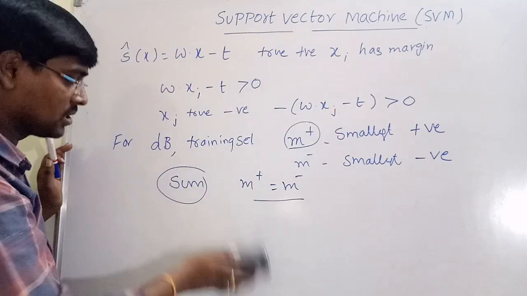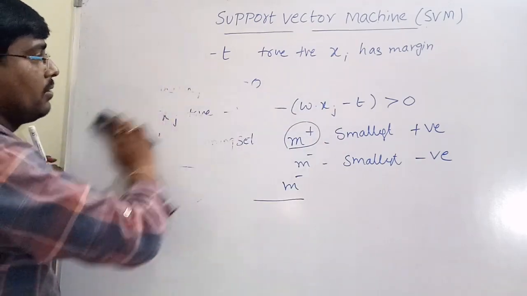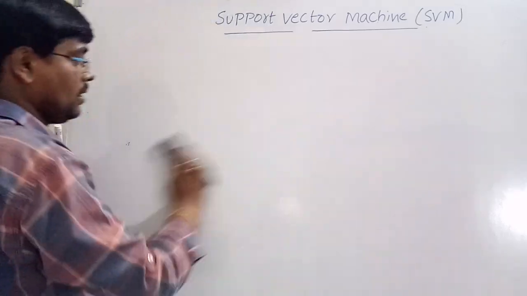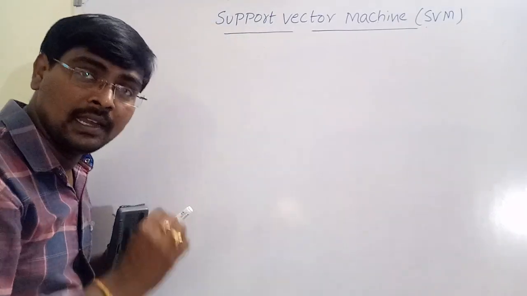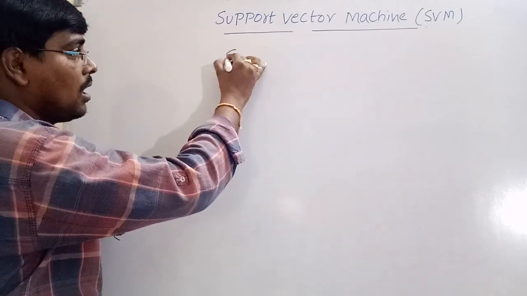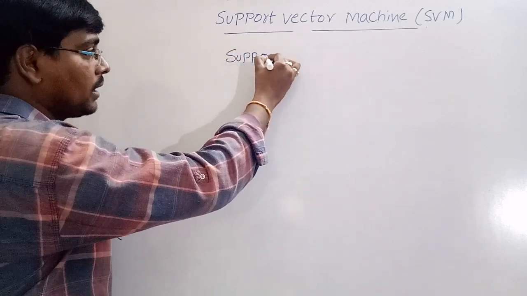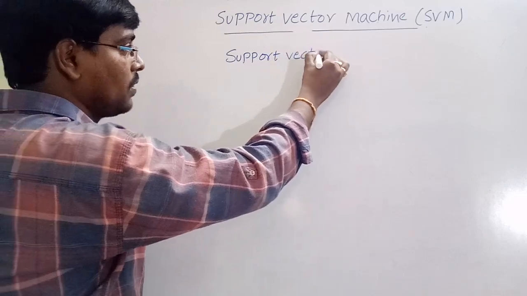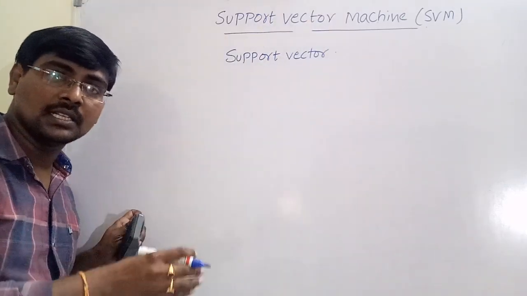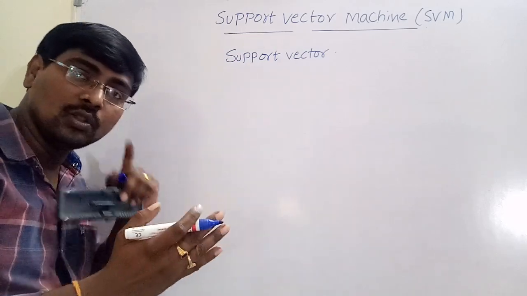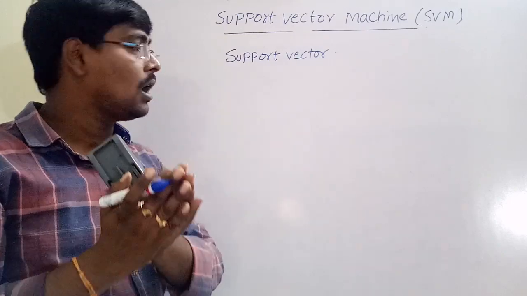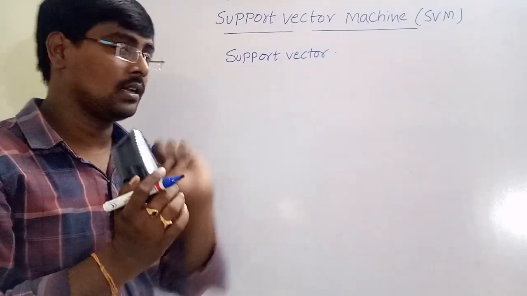I am erasing this. Now I am writing a very important point. The training examples nearest to the decision boundary are called support vectors. What do you mean by support vector? The instances that are nearest to the decision boundary are called support vectors.